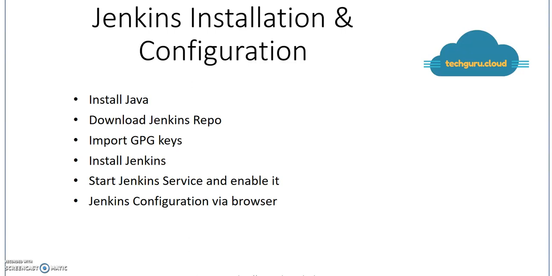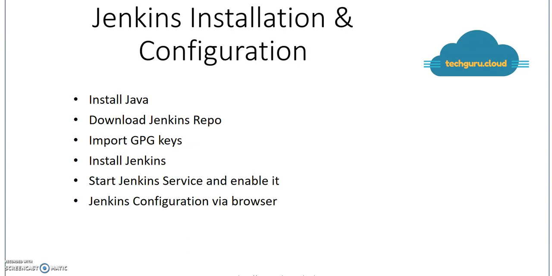In this video, we are going to learn what Jenkins is and how to install and configure Jenkins on a Red Hat 7 server. So Jenkins is an open source automation server which can be used to automate all sorts of tasks related to building, deploying, and testing software. It is a widely used continuous integration server. Continuous integration is the process of automating the build and testing of code every time a developer commits changes to version control.